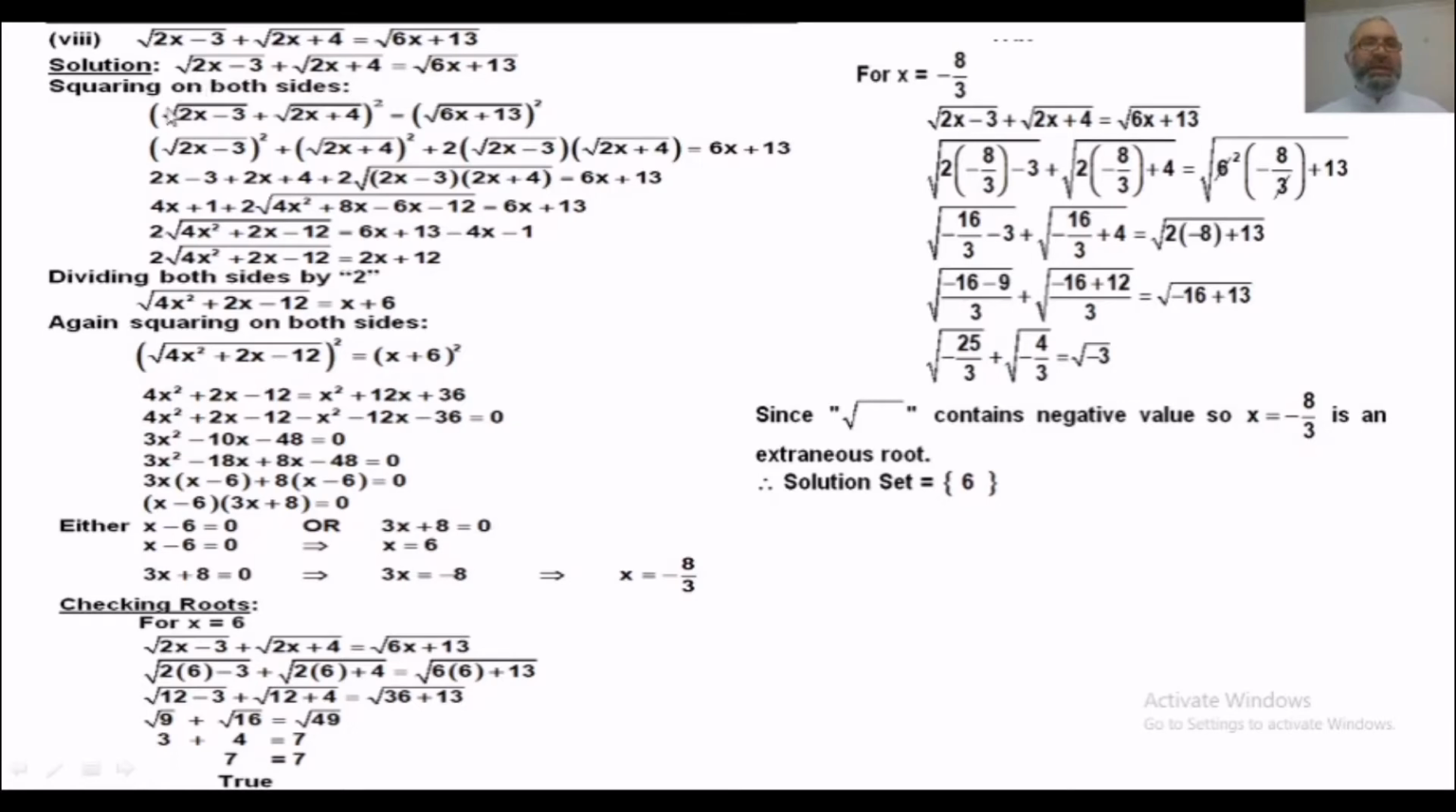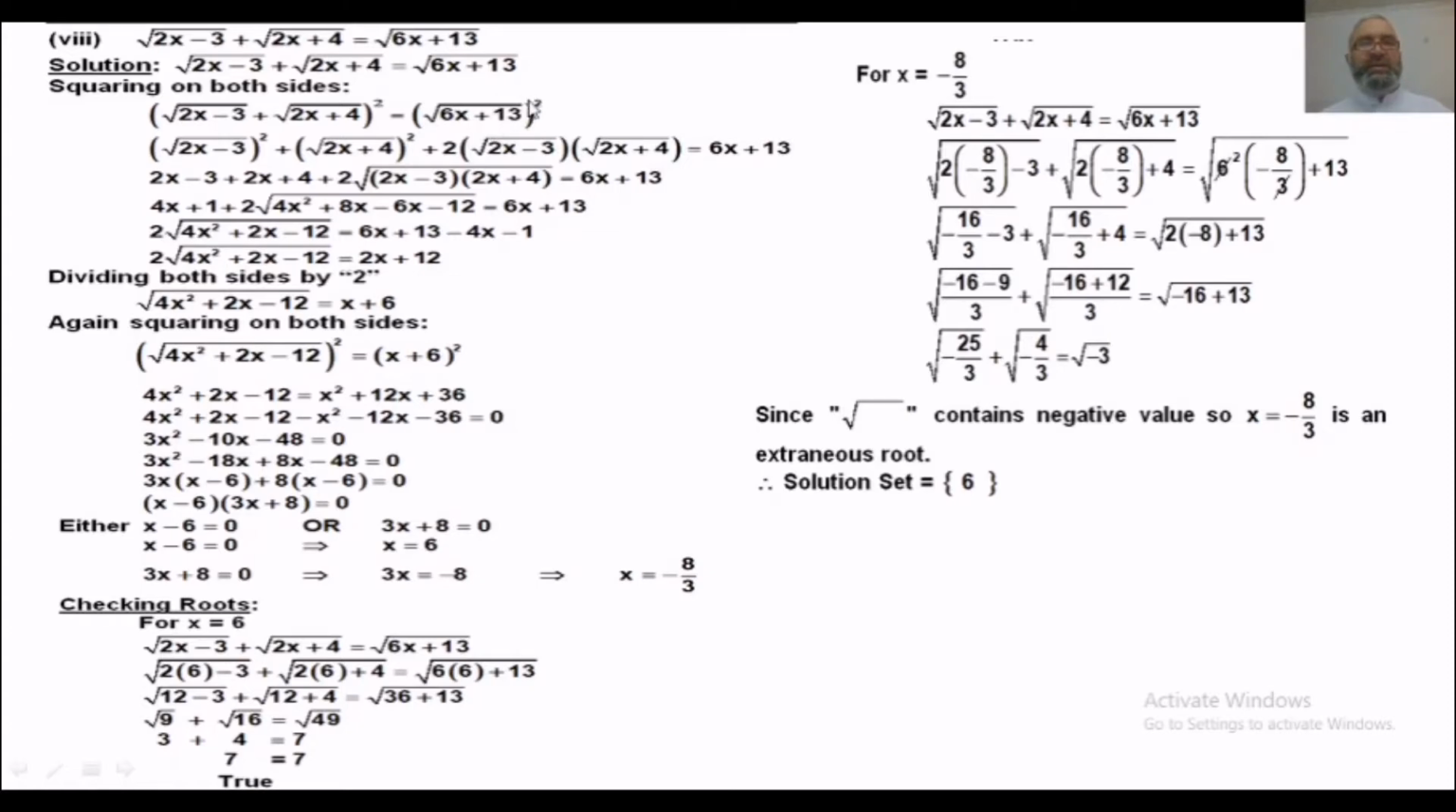First step, squaring both sides. On the left hand side we have two terms, square root of 2x minus 3 plus square root of 2x plus 4, whole square, is equal to, on the right side, square root of 6x plus 13, whole square. Squaring both sides, on the left we have two terms, that is a plus b whole square form. So expanding this by a plus b whole square: a square plus b square plus 2ab is equal to, on the right hand side only one term, that is square root of 6x plus 13, whole square.